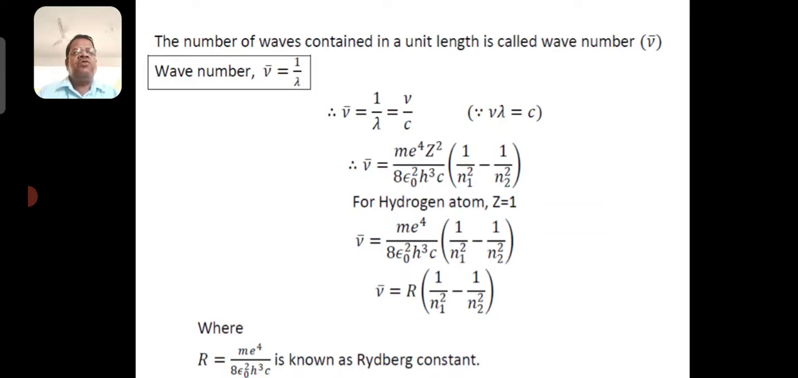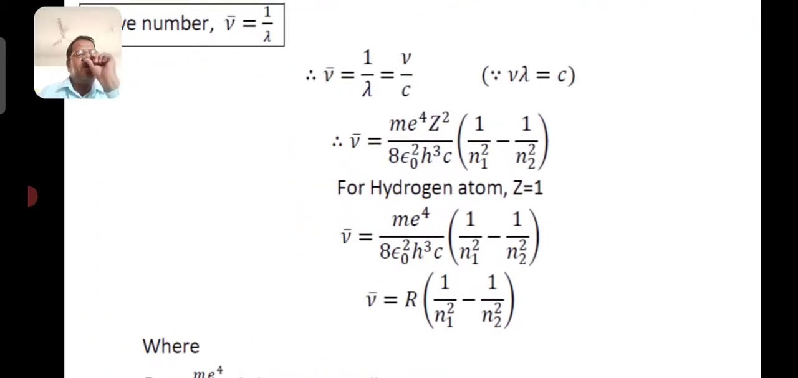Therefore, substituting the value of frequency in the above expression, we get wave number nu bar equals to m e to the power 4 z square divided by 8 epsilon naught square h cube c into bracket 1 by n1 square minus 1 by n2 square. For hydrogen z equals to 1. Therefore nu bar equals to m e to the power 4 divided by 8 epsilon naught square h cube c into bracket 1 by n1 square minus 1 by n2 square.